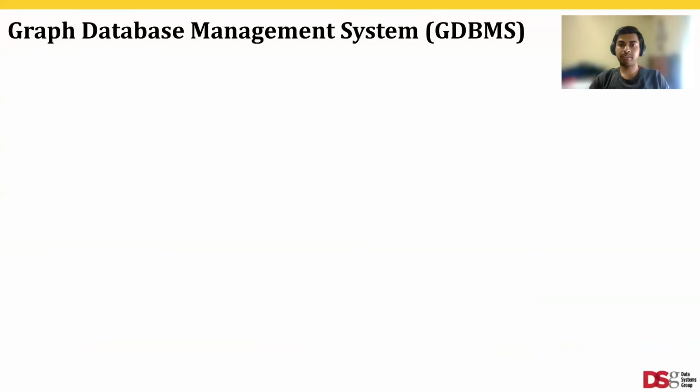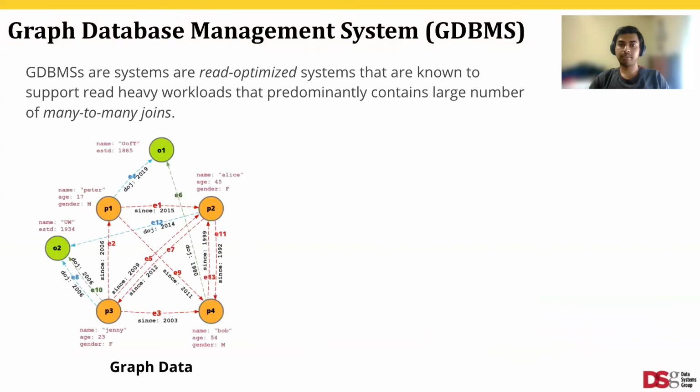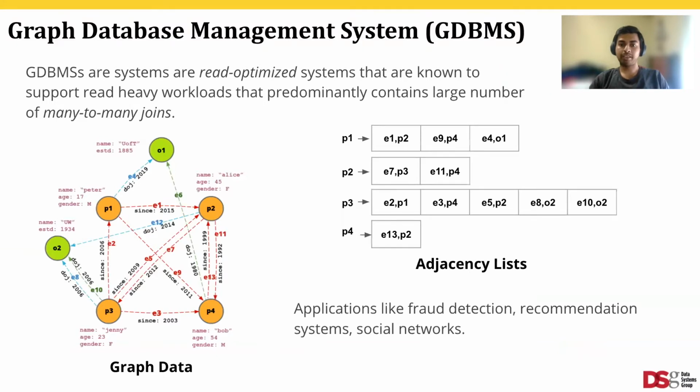Graph database management systems are read-optimized systems that are known to support read-heavy workloads containing large number of many-to-many joins. These systems are tuned to perform fast joins on many-to-many relationships, which is a unique characteristic of graph data. They are able to do so by making use of adjacency lists that map a vertex to its set of neighbor vertices and corresponding edges. Typical applications for GDBMS include fraud detection, recommendation systems, and social network analysis.